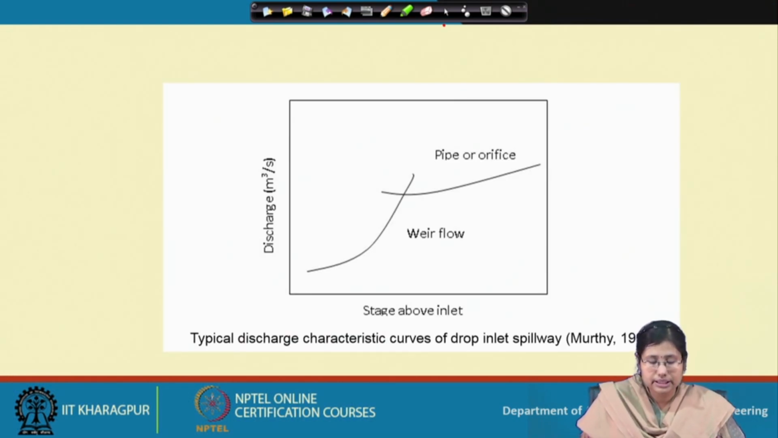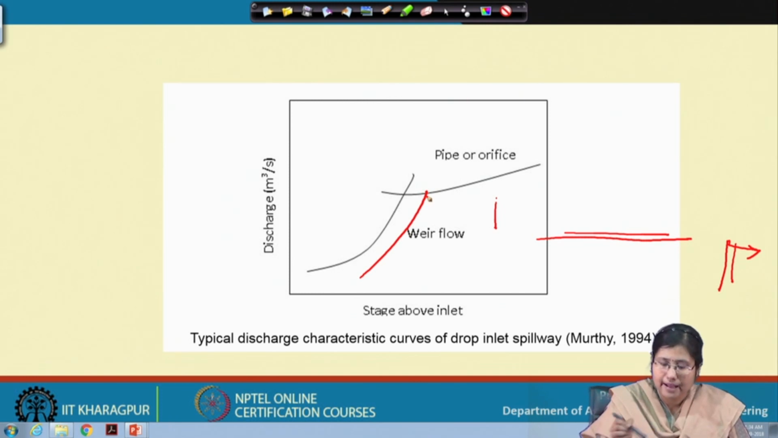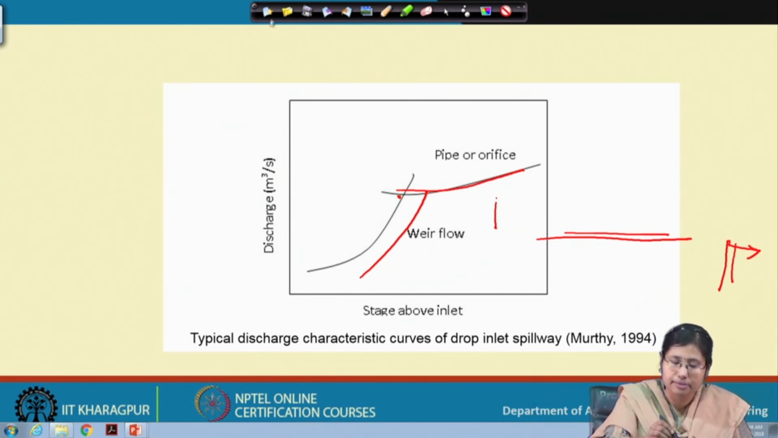Now, you can see a typical discharge characteristic curve of a drop inlet spillway. Here the first part is where weir flow prevails, and in the second part the pipe or orifice flow prevails. This is the weir flow, and here an intersection point is located between the two.